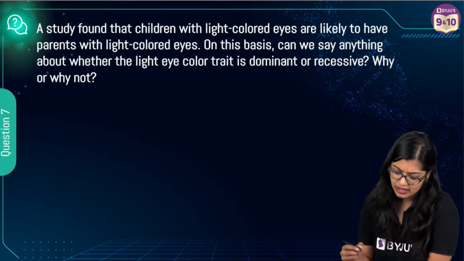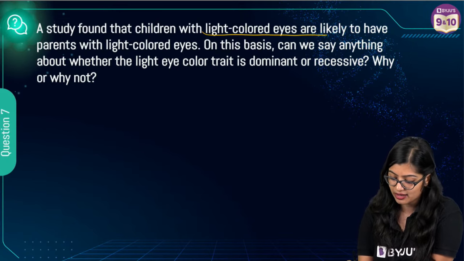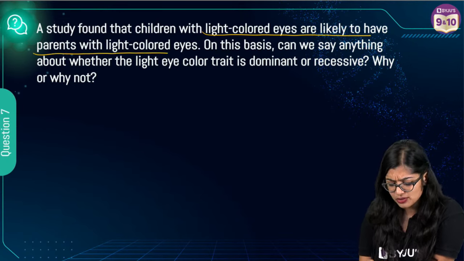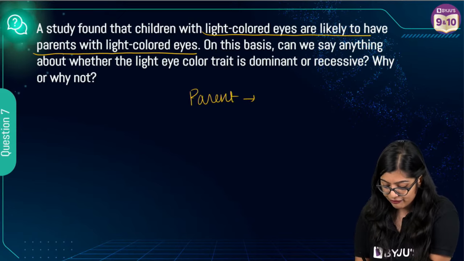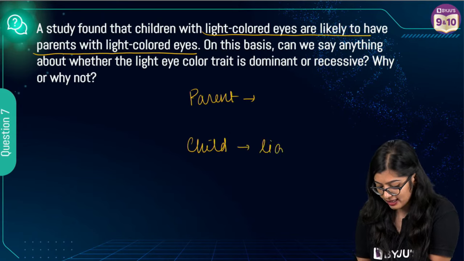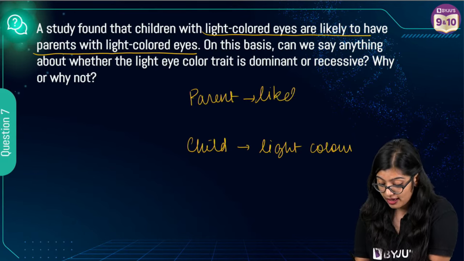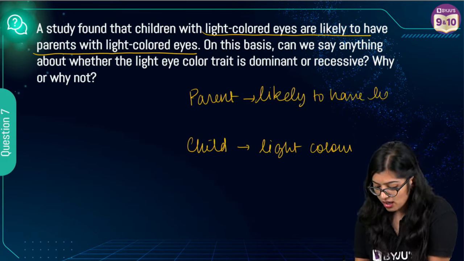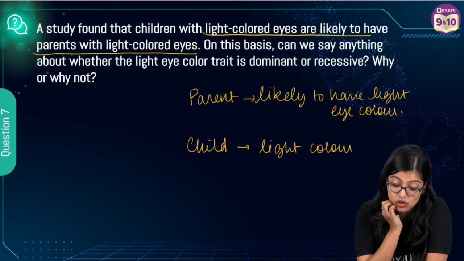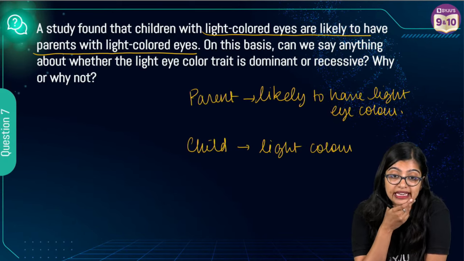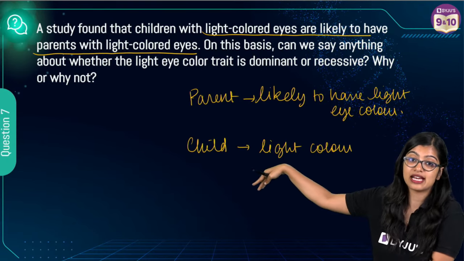They are saying that children with light colored eyes are likely to have parents with light colored eyes. Now they are saying that if the child has light eye color, the parent is also likely to have light eye color. Okay, that is what it means. Can you say yes or no? Is it dominant or recessive? Yes, dominant. Are they saying majority? Are they saying majority of the kids are having this?